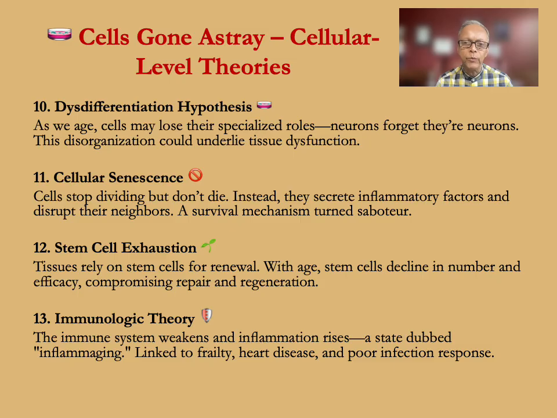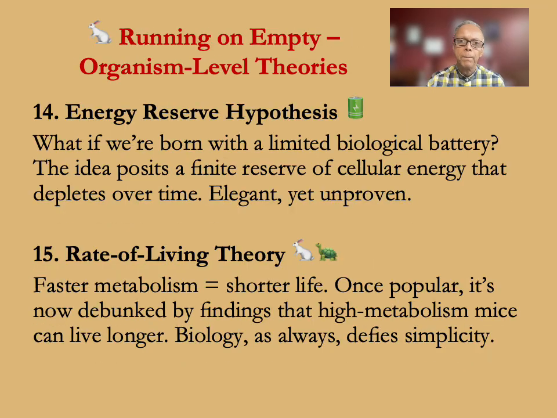The next theory is the immunologic theory. The immune system weakens and inflammation rises, a state dubbed inflammaging, linked to frailty, heart disease, and poor infection response. The 14th theory is the energy reserve hypothesis. What if we are born with a limited biological battery? The idea posits a finite reserve of cellular energy that depletes over time. Elegant yet unproven.